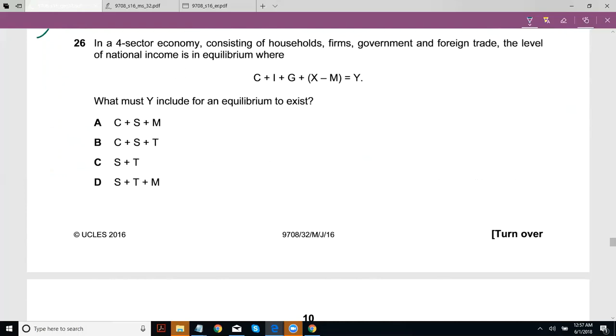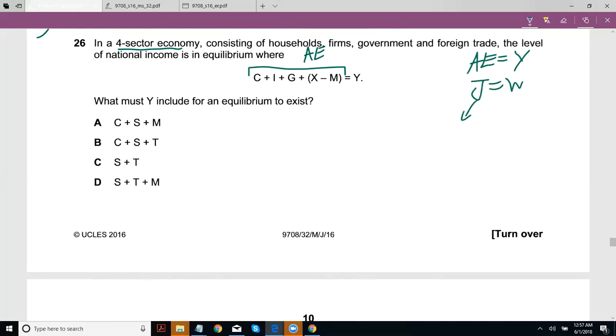Anyhow, 26. In a four-sector economy consisting of households, firms, government, and foreign trade, the level of national income is in equilibrium where... What must Y include for an equilibrium to exist? Now, understand equilibrium can come in two forms. It could be when aggregate expenditure is equal to national income. In fact, that's the form they've given. No, they've asked for the other form, where injections are equal to withdrawals.